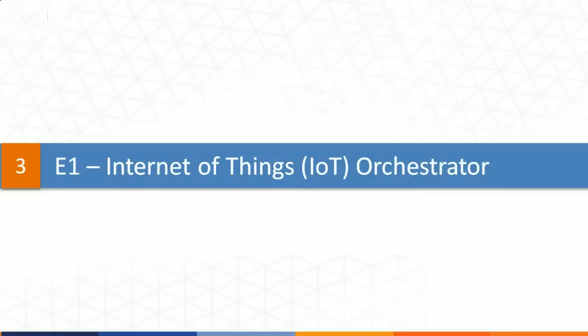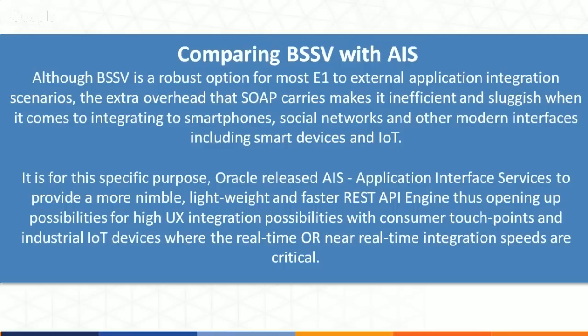Okay, here's a bonus for you. There's something very recently launched by JD Edwards, which is IoT Orchestrator. And IoT Orchestrator makes use of your AIS. A quick comparison between your BSSV and AIS, we already touched upon that. BSSV is good for your integration with your enterprise cloud apps or other systems, whereas your AIS is much more suited when it comes to real-time, super fast integration between your mobile apps or other chatty applications like your social networks, etc. IoT, which is Internet of Things, like smart devices.